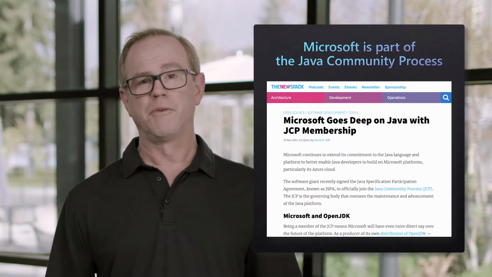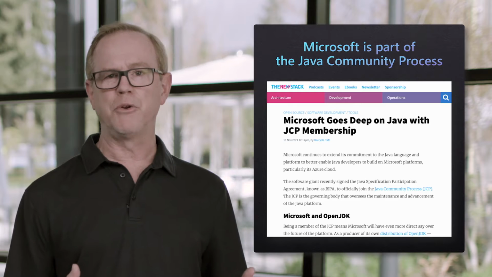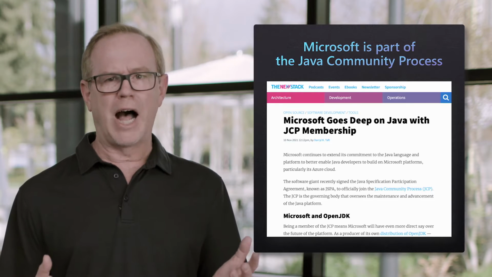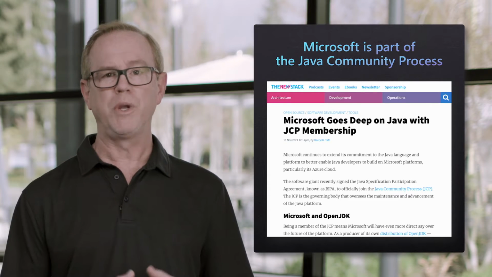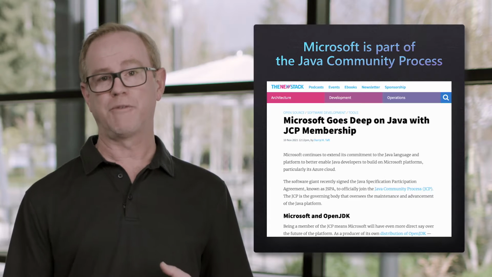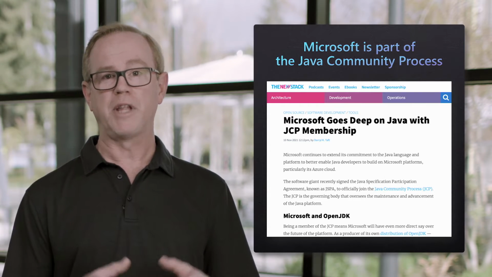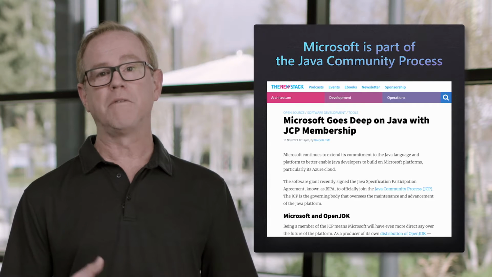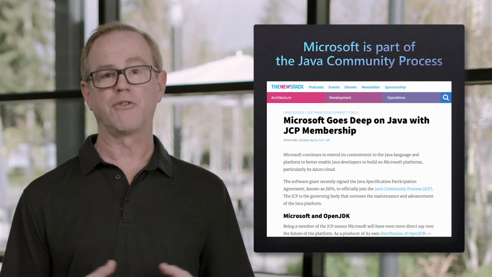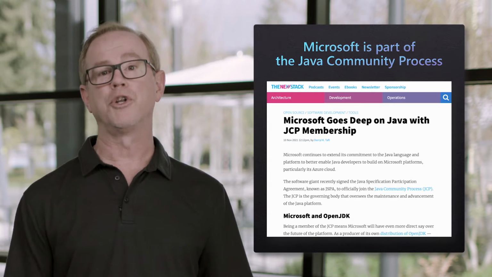Okay, so first off, as I said, I want to be part of the Java community. I don't just want to build on Java. I want to be part of Java. And so we are part of the JCP. That's the Java Community Process. This is the standards board that figures out what the language will look like and what will be in the VM. And Microsoft joined this last year so we can contribute more to Java.